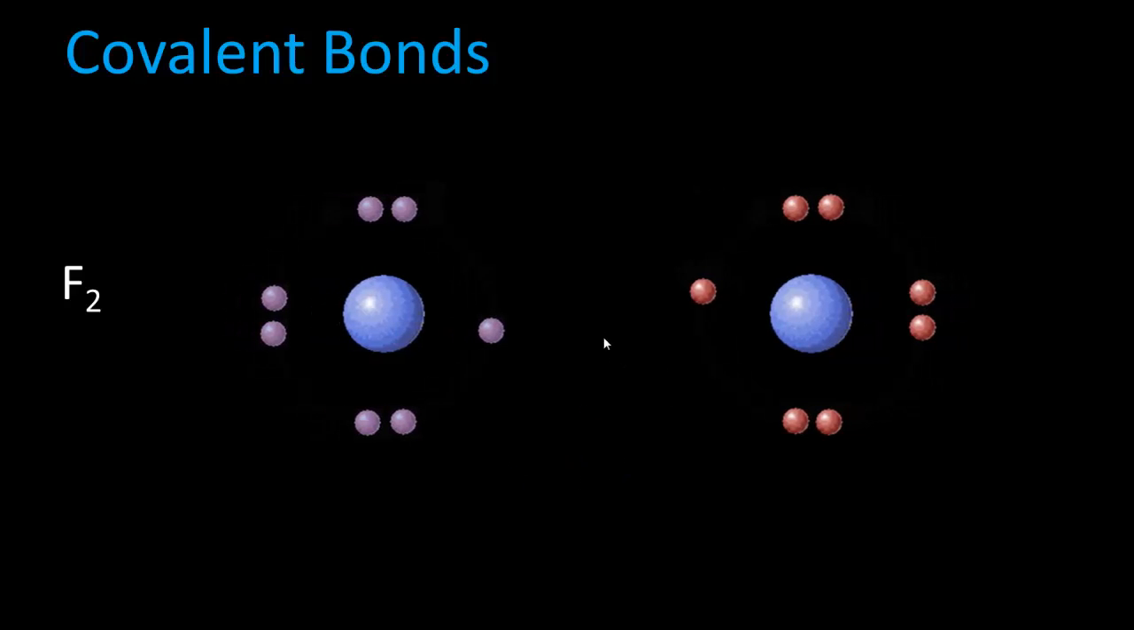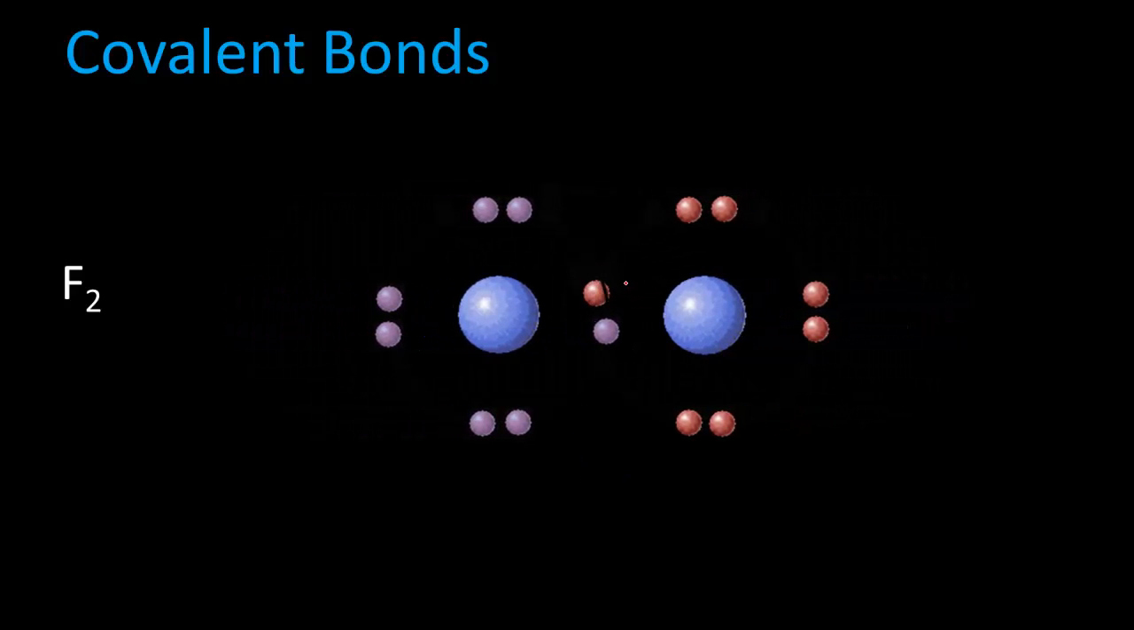And when they share, this one pair right here is what denotes the bond. So this is what the fluorine looks like: fluorine single bonded to fluorine.